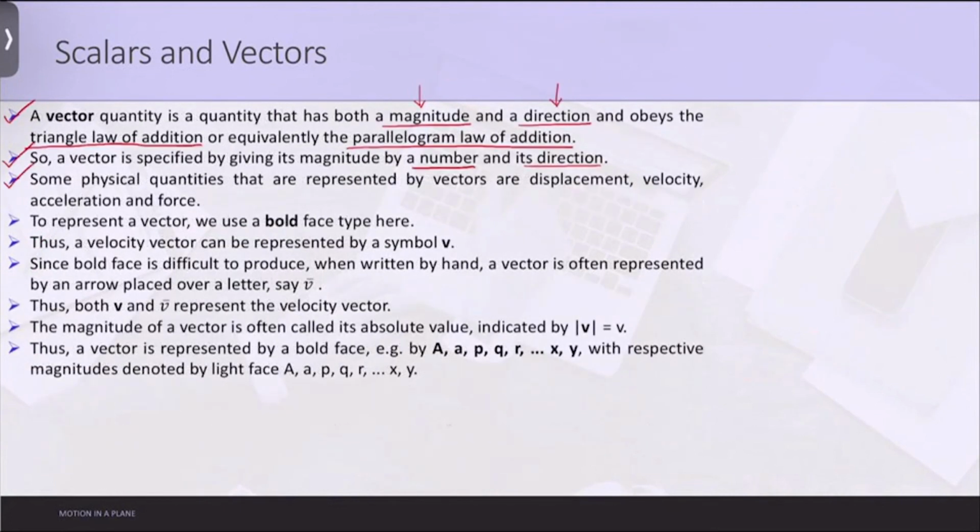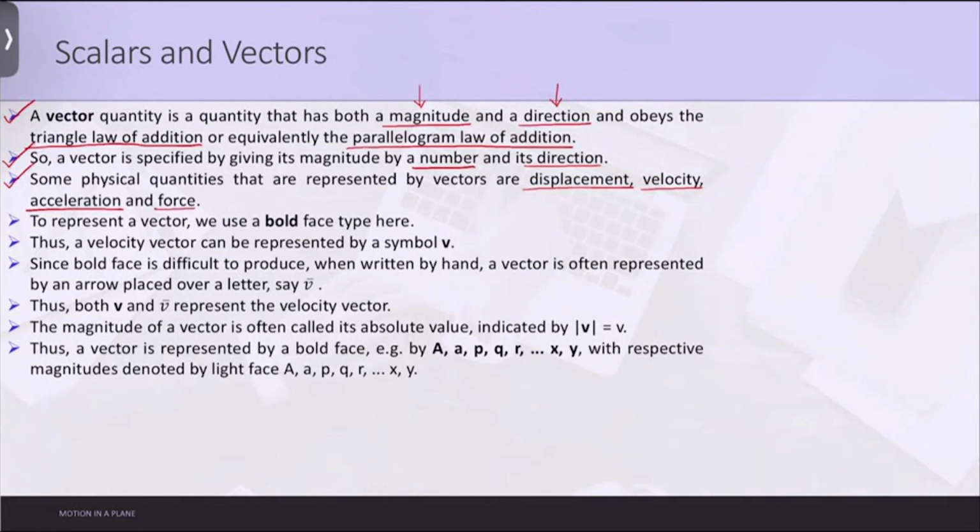Some physical quantities that are represented by vectors are, so please remember this, displacement. We have also understood this in motion in a straight line. Similarly, velocity, as velocity is nothing but change in displacement upon time. So displacement is a vector quantity, hence velocity is also a vector quantity. Similarly, acceleration. What is acceleration? Acceleration is nothing but your change in velocity upon time. As velocity is a vector quantity, therefore acceleration is also a vector quantity.